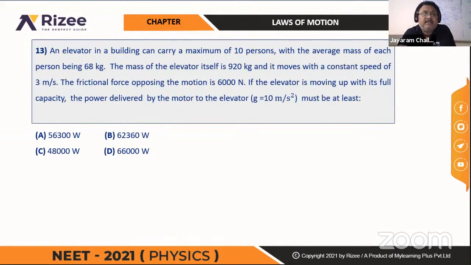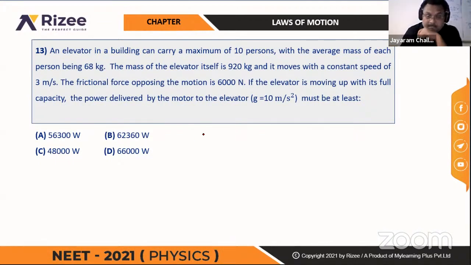An elevator in a building can carry a maximum of 10 persons, with average mass of each person being 68 kgs. The mass of the elevator lift is 920 kgs, and it moves with a constant speed of 3 meters per second. The frictional force opposing the motion is 6,000 newtons. If the elevator is moving up with its full capacity, then the power delivered by the motor is going to be how much?